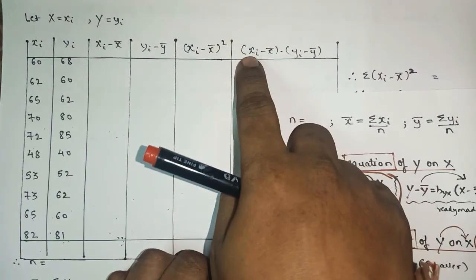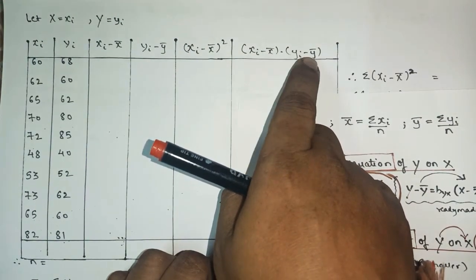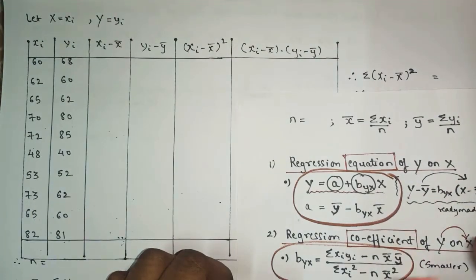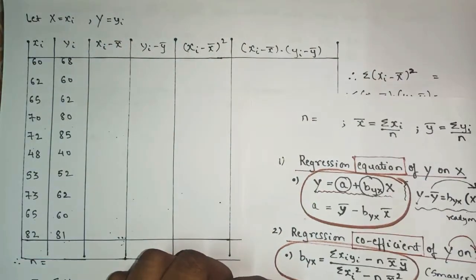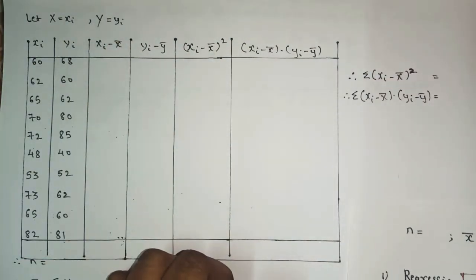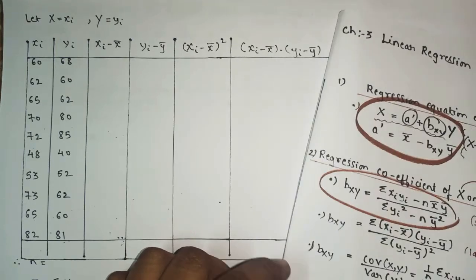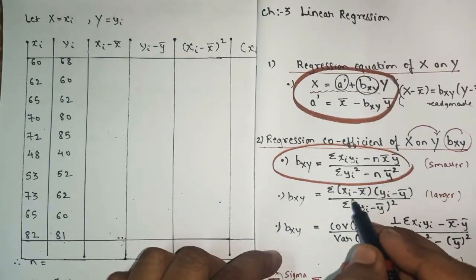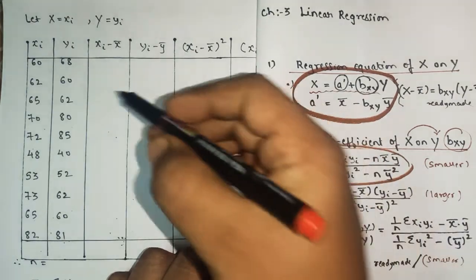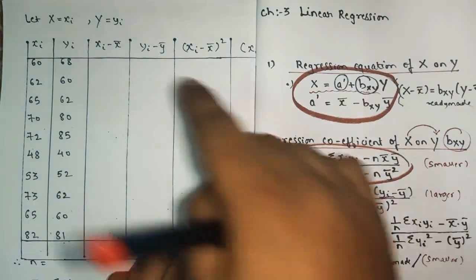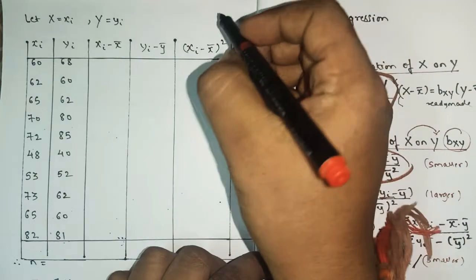Okay, so in the last column, (xi minus x mean) into (yi minus y mean). This construction part is only for y on x. When you have to find x on y, this part will come first, then second. Simply, what changes?